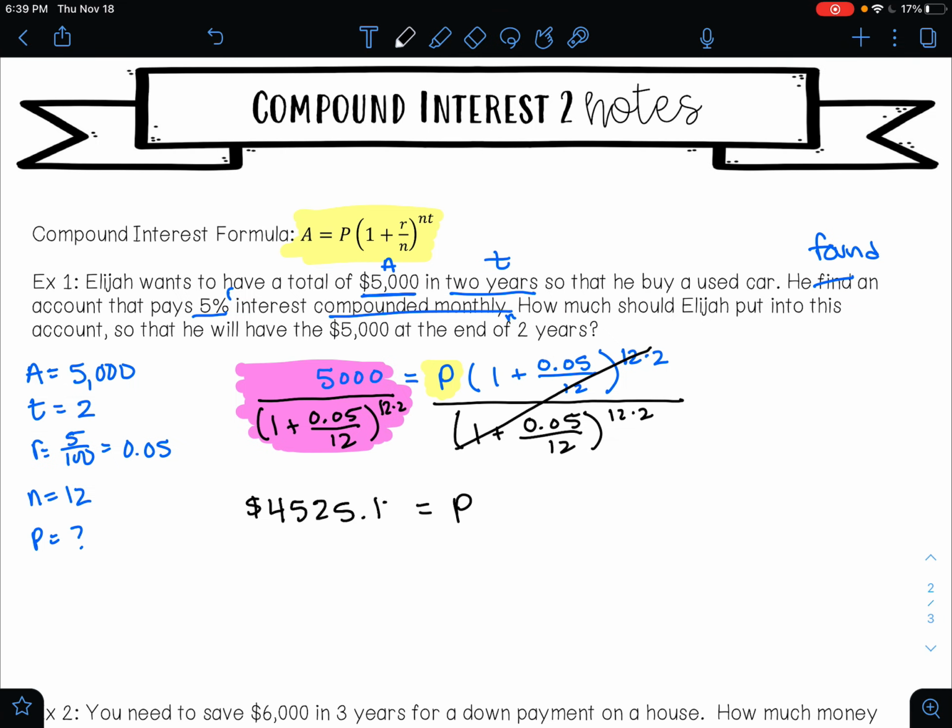$4,525.13. So, if Elijah wants $5,000 in 2 years without saving any extra money, he just wants to put money into an account and have it grow on its own and then have $5,000 in 2 years, then Elijah needs to deposit $4,525.13 today to have $5,000 in 2 years in this bank account.